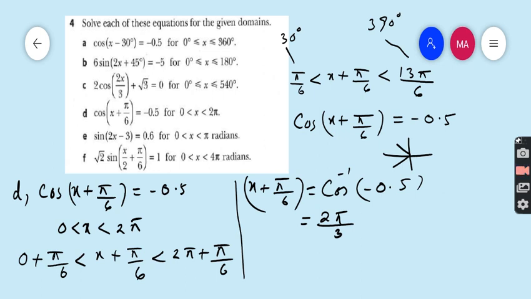Now for the value lying in the third quadrant, we must have the basic angle. How can we find the basic angle? The same, that is pi minus 2 pi upon 3. It means 180 minus 120, because we are more familiar with angles in degrees than in radians. 3 1s are 3, 3 minus 2 is pi upon 3. But this pi upon 3 is not our answer.